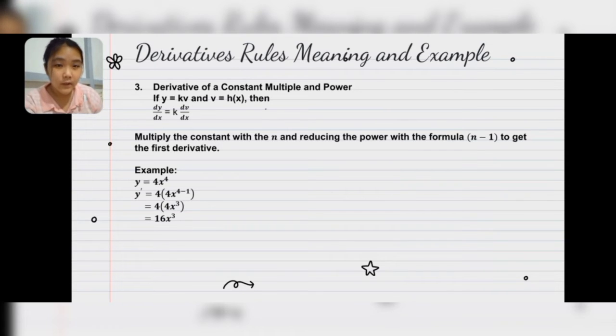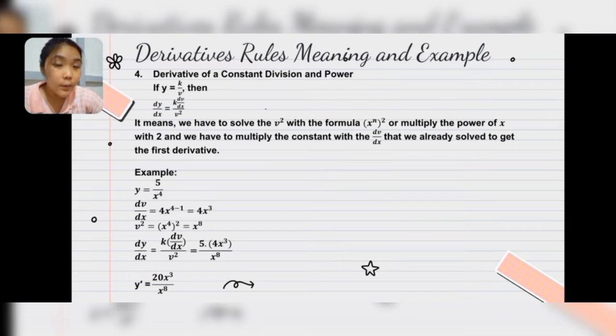The first derivative equals 4. 4 is from the x power, which is 4, and then 4x to the 4th power minus 1 equals 4x to the 3rd power, and then 4 multiplied with 4 is 16x to the 3rd power. Okay, now I will explain about derivative rules, meaning, and example.